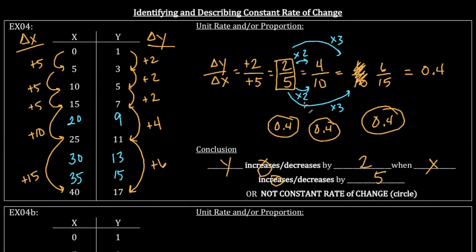So this is a constant rate of change. It constantly does the same thing, even when it looks different. When it goes instead of 2, 5, 2, 5, 2, 5, if it goes 4 and 10, 6 and 15, it's still constantly the same. It's just a different version of itself. So we can show that by doing 0.4, 0.4, 0.4.